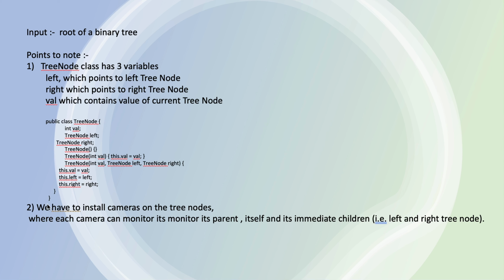Second and important point to note here is we have to install cameras on the tree node where each camera can monitor itself, its parents and its immediate children, that is left and right tree node. Let's take an example.